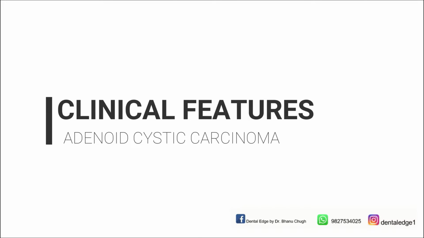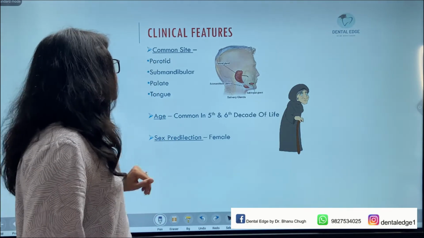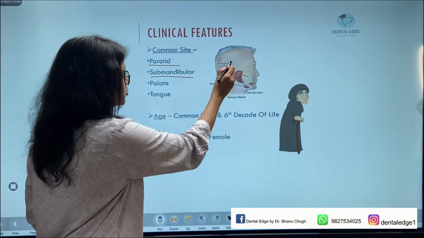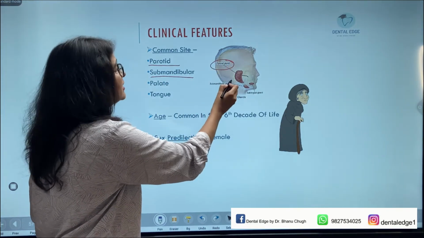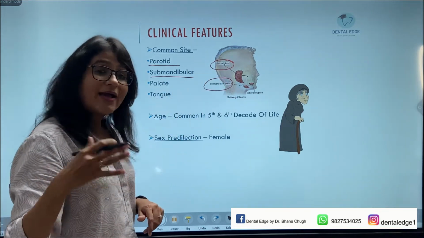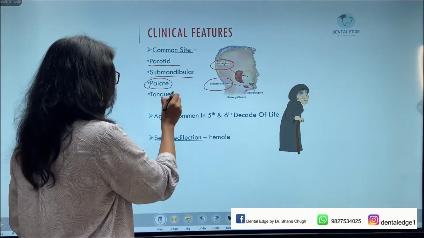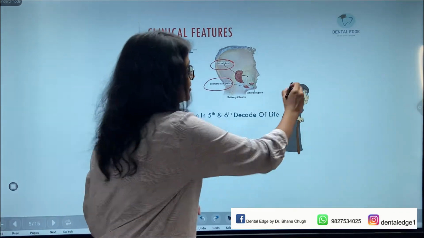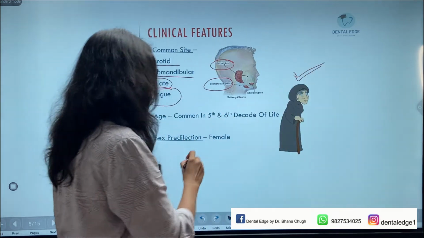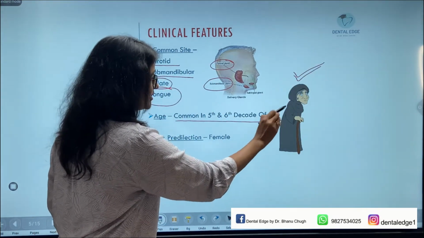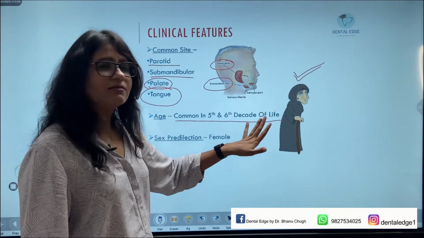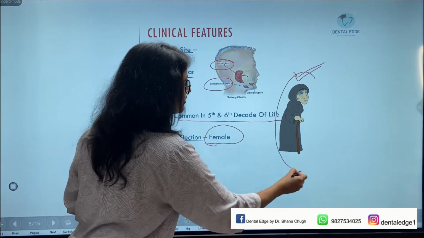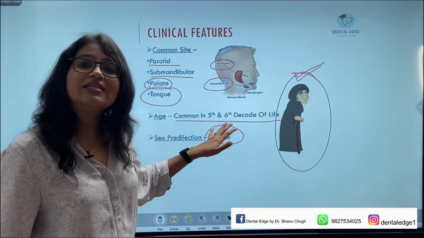Coming to the clinical features, the common sites, if we see the major salivary glands, are the parotid and submandibular glands. In the minor salivary glands, the common sites are the palate and tongue. So remember these sites. Coming to the age, remember this image. It is common in the 5th and 6th decade of life, that is a little bit older age, and it is more common in females. So remember this image for remembering the age and the sex of the patient.